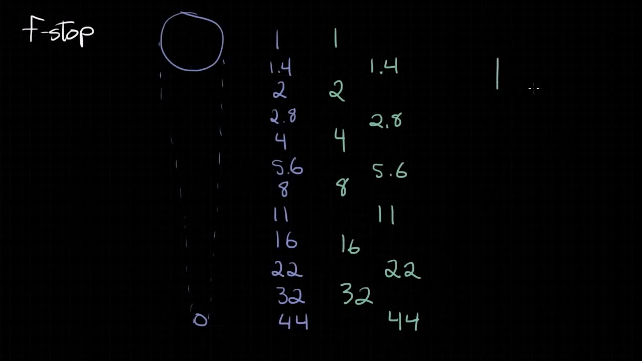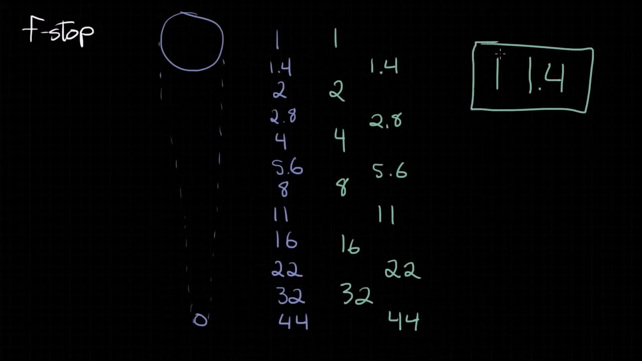So as long as you remember these first two numbers, 1 and 1.4, you can build out the entire rest of the scale quickly and easily in your head just by skip counting and doubling each time, starting with 1 and 1.4. It makes it a lot easier to remember.